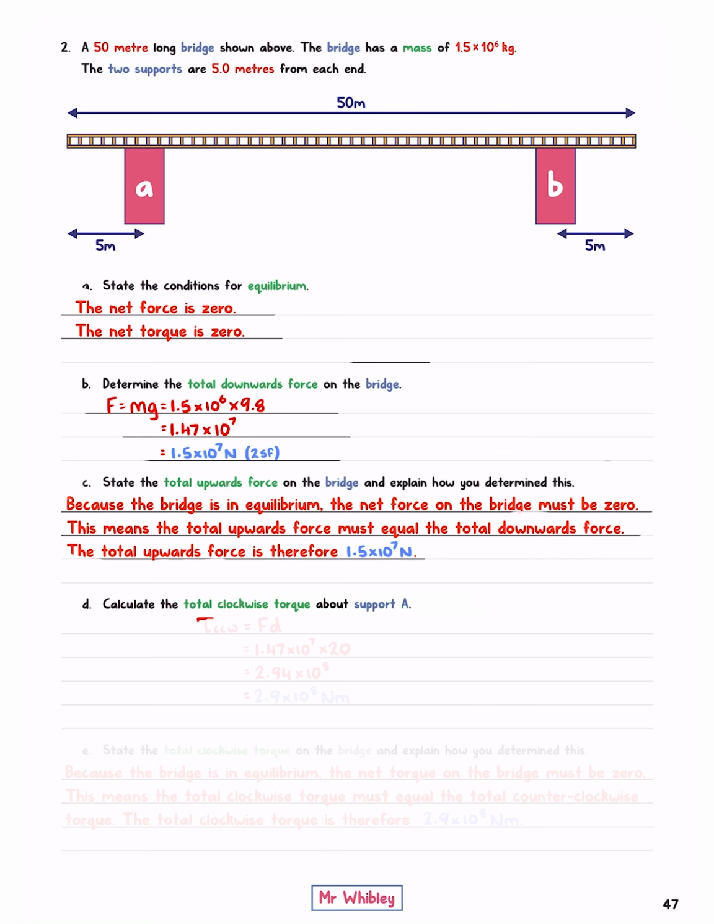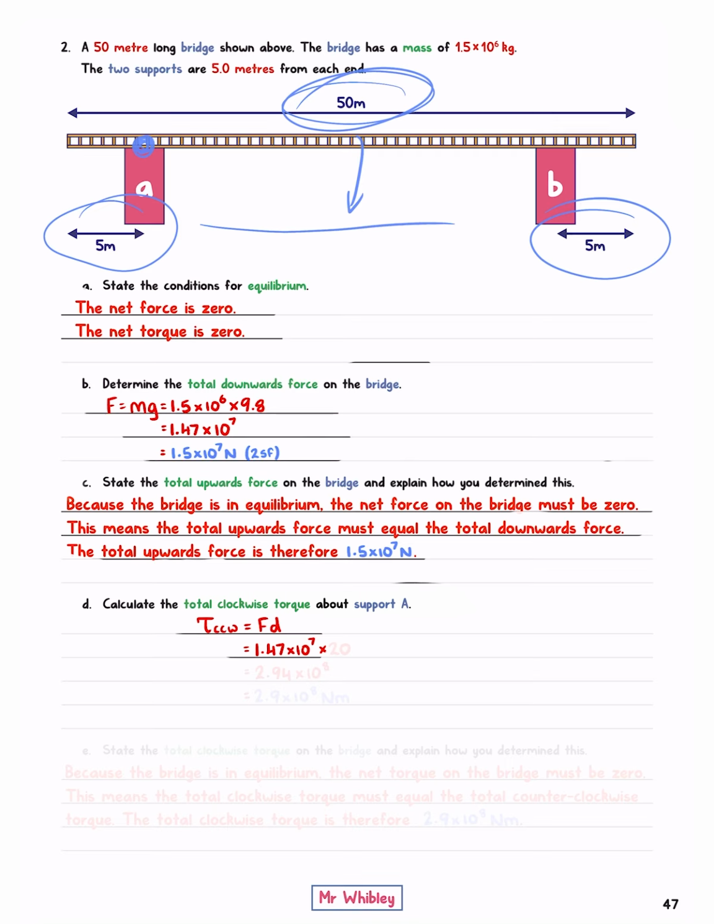Calculate the total clockwise torque about support A. We know that torque is force times distance, we know the force, and because we know the total length of the bridge is 50, if we take 5 meters away from each end, that means that the distance between the supports is 40. That means the distance from our support A to the middle must be half of this, or in other words, 20. That gives me 2.94 times 10 to the 8, or 2.9 times 10 to the 8 Newton meters.